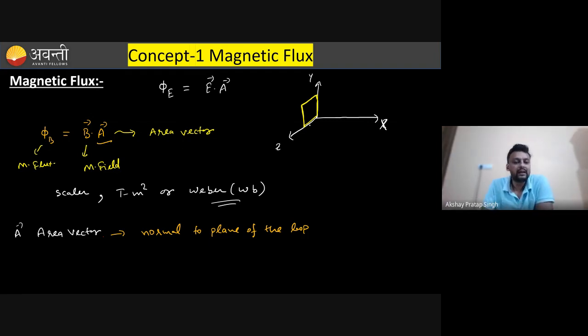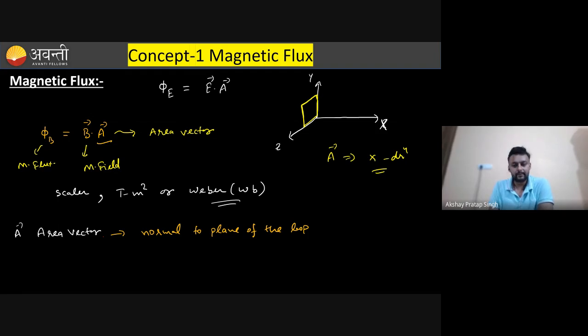So what will be the area vector of this loop? The area vector of this loop will be in the x direction, or you can say perpendicular to this plane. This loop is in the YZ plane, so the perpendicular direction, the area vector, will be in the x direction only. Is it clear? Similarly, if a loop is in the xy plane, then its area vector will be in the z direction. As simple as that.